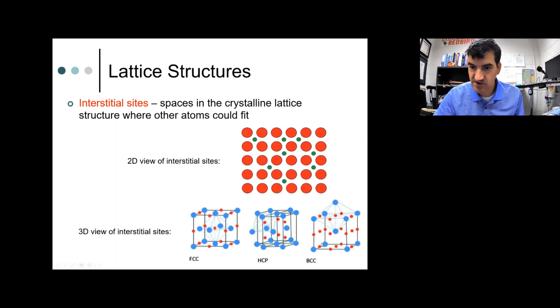And in this drawing down here, all the red dots are interstitial locations or interstitial sites. Interstitial kind of means in between, and it means in between the base elements in the lattice structures. So these are 3D views. Here's a 2D view of interstitial locations.